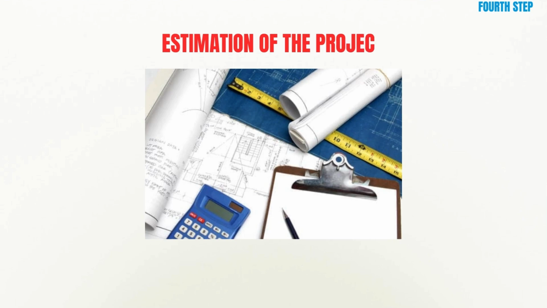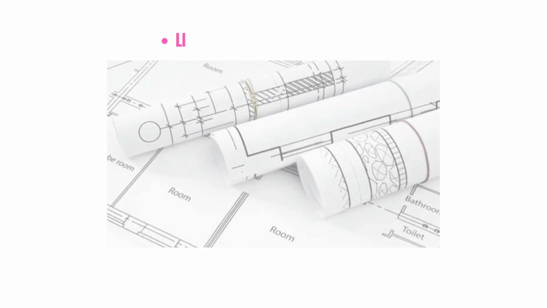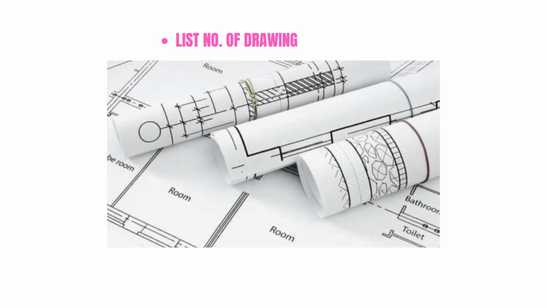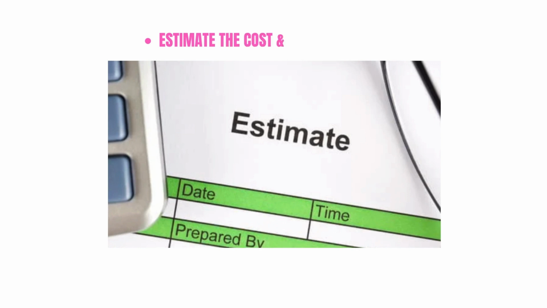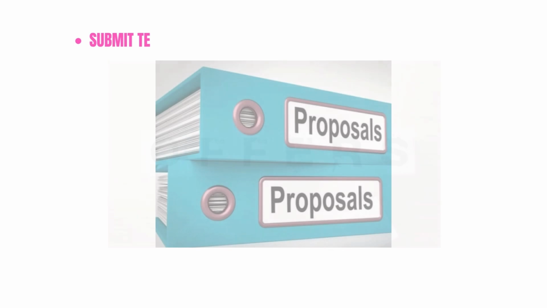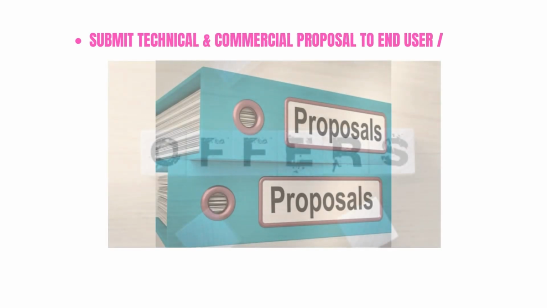Fourth step will be to estimate the project. Whenever we start estimation, make sure to list out the number of drawings or documents along with the number of man hours required for designing the complete system, and then estimate the cost and prepare techno-commercial proposals. Finally, we need to submit techno-commercial proposals to the end user or client.